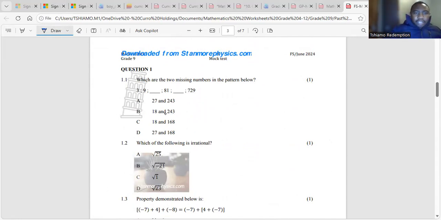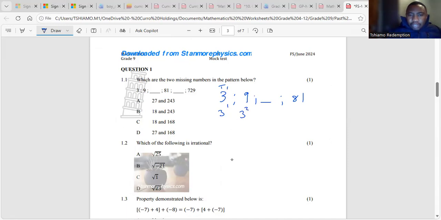Okay, now they say, which are the two missing numbers in the pattern? So look at that. This is 3, 9, and then there's a missing number there, and there's 81. So there's a clue given here. So I'm going to start with this one. Since this is term number 1, if I say 3 to the power 1, I get that.